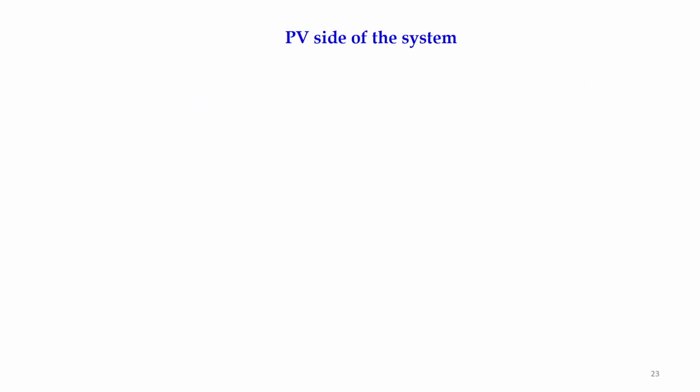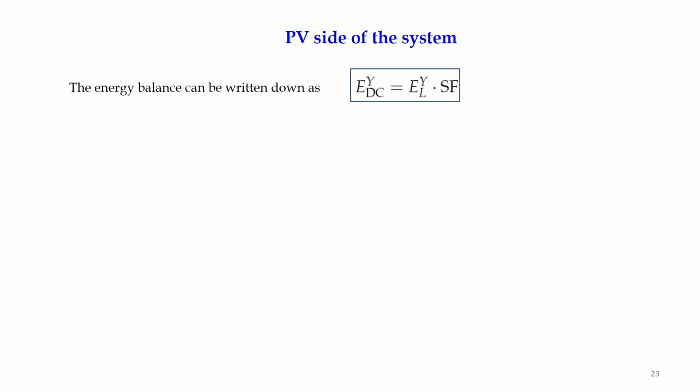And now, let us consider the case towards the PV side of the system. So, the energy balance can be written as this: the DC output of the array is equal to the load output, that is, load per year multiplied by the sizing factor. As I said, this sizing factor is usually assumed to be 1.1. That means the energy at the DC side is about 1.1 times the load side, right.